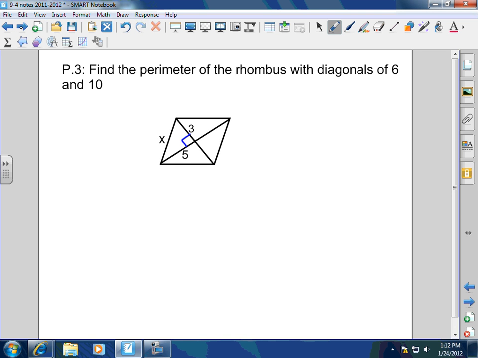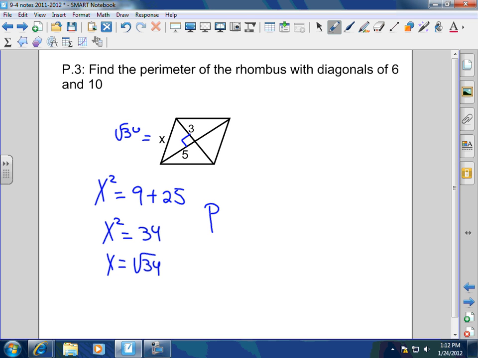The side opposite the 90 is the hypotenuse. The hypotenuse is always the largest side. So that cannot be 4. But I can do x squared equals 9 plus 25. So x squared equals 34. So x equals the square root of 34. So if x equals the square root of 34, what would my perimeter be? 4 radical 34.